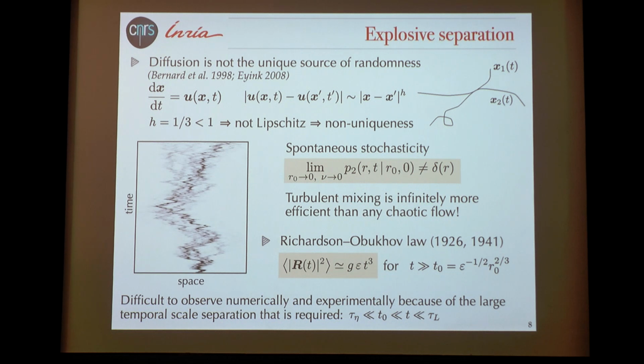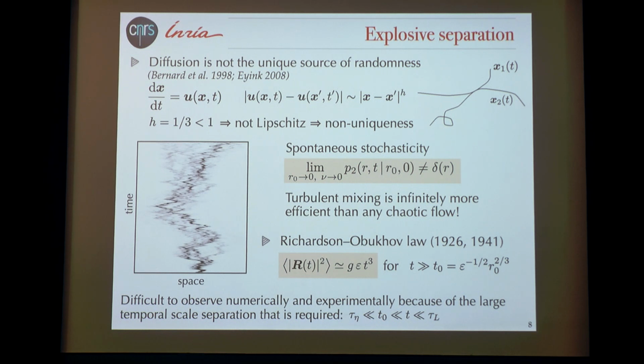And so now, even if we don't have any source of noise, the only idea of having something which is non-Lipschitz and giving something non-unique is implying that we always have a signature of whatever way we had to regularize the problem, and always something which is becoming spontaneously stochastic, where particles separate even if there is no noise. So what does it mean?